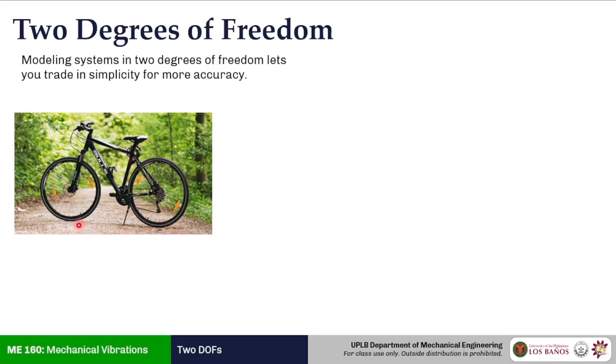The fact that these wheels will encounter the disturbance at different times means that you cannot just simply model this bike as a single degree of freedom system. Otherwise, the wheels will bounce at the same time when the speed bump is encountered. So, how do we model, for example, this bike as a 2 degree of freedom system?